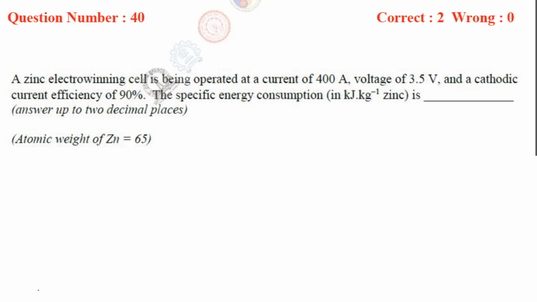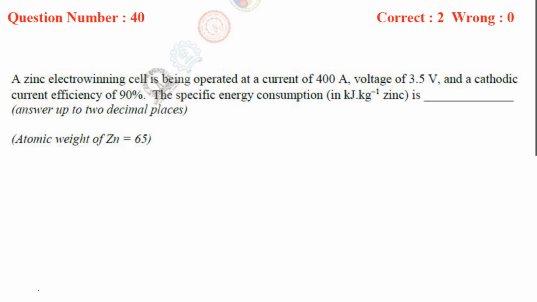Question number 40. A zinc electrowinning cell is being operated at a current of 400 ampere and voltage of 3.5 volt and a cathodic current efficiency of 90%. The specific energy consumption in kilojoule per kg of zinc is, and here it is given the atomic weight of Zn is 65.